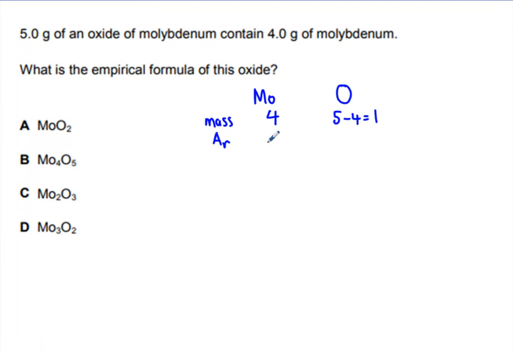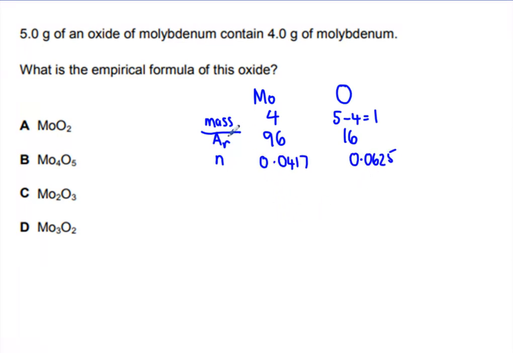So we need to go to our periodic table. We need to find molybdenum. It's not that easy to find, but if you find it, you find that it's in the transition metals there. It's got an AR of 96. Oxygen is much easier to find. We're used to oxygen. So convert mass to moles. So we convert mass to moles by dividing by AR. So we're going to divide on our calculator 4 by 96 and 1 by 16. And if you've managed that, you should have got these two numbers.